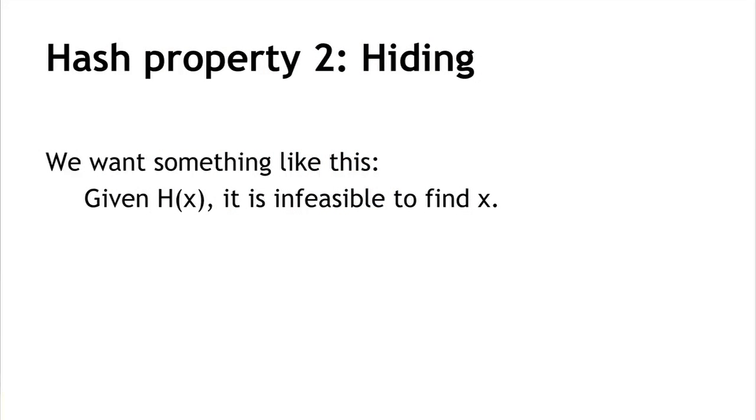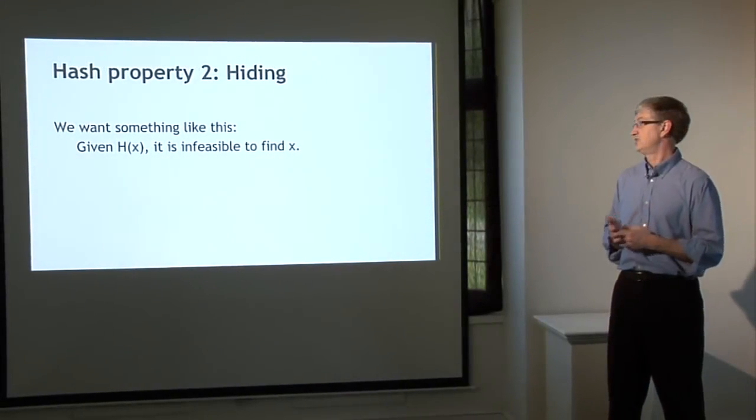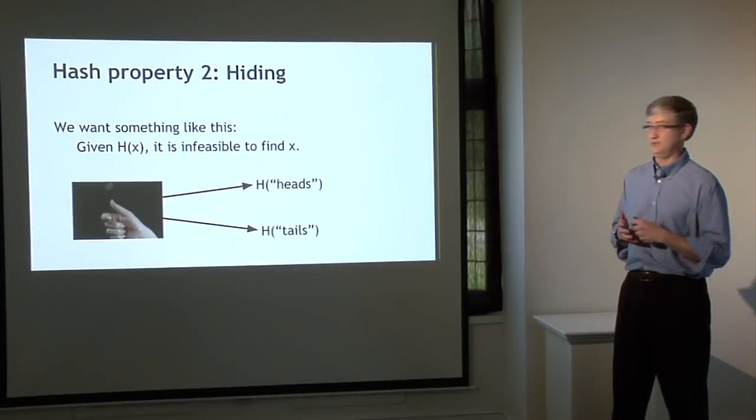So the second property that we want from our hash function is that it's hiding. And the property that we want is something like this: if we're given the output of the hash function, there's no feasible way to figure out what the input x was. The problem is that this property doesn't exactly hold. And to understand why that's the case, let's look at this example.